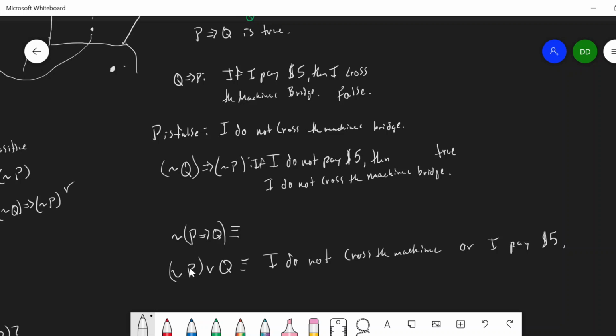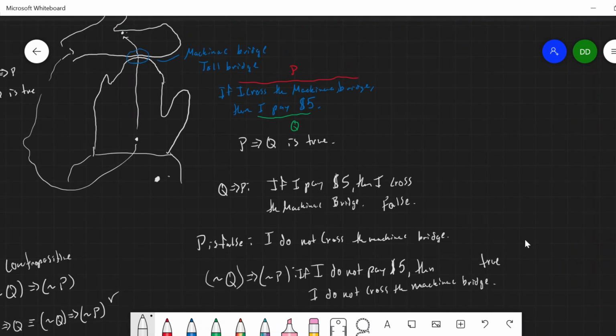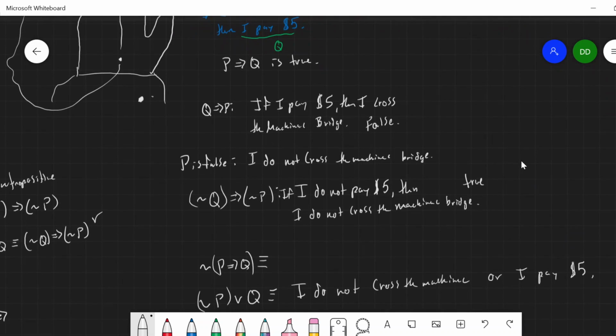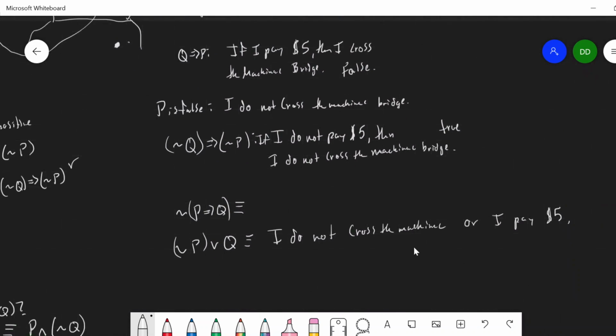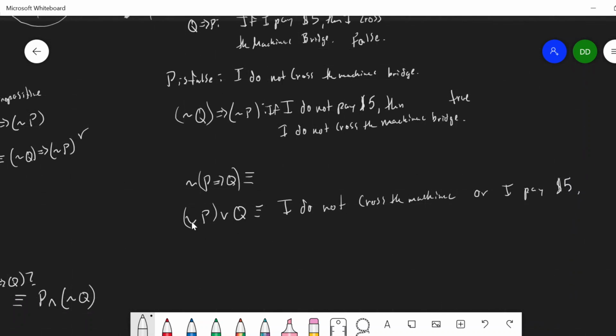So either I don't pay the $5, or on the other hand, if I want to cross the Mackinac Bridge, that's why I'm messing this up, right? I'm getting my P and Q messed up. So again, P was I crossed the Mackinac Bridge. So not P is I do not cross the Mackinac Bridge. Sorry, even I can get a little bit turned around with all of this stuff. So let me back up to this.